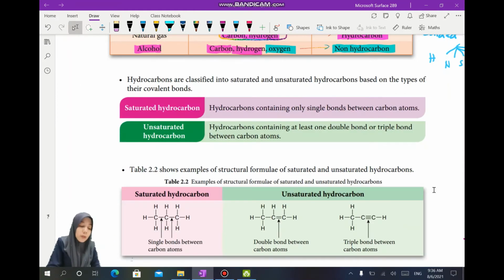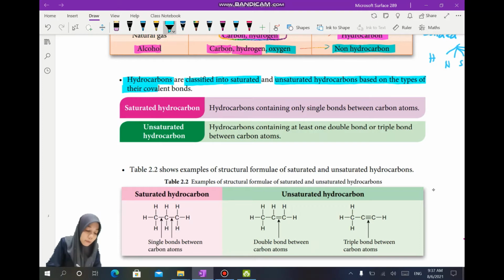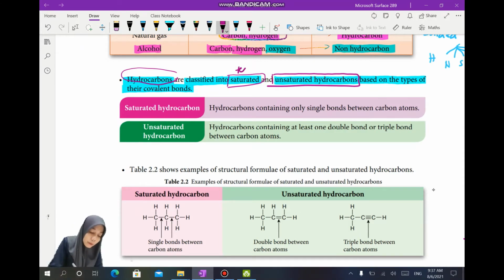Okay, and then we look at the hydrocarbon. Actually, hydrocarbons are classified into saturated and unsaturated hydrocarbon based on the type of their covalent bond. Hydrocarbon terbahagi kepada dua, iaitu saturated and unsaturated hydrocarbon. Saturated means tepu. Unsaturated bermaksud tak tepu. Bergantung kepada apa? Bergantung kepada jenis ikatan kovalen di antara atom C.